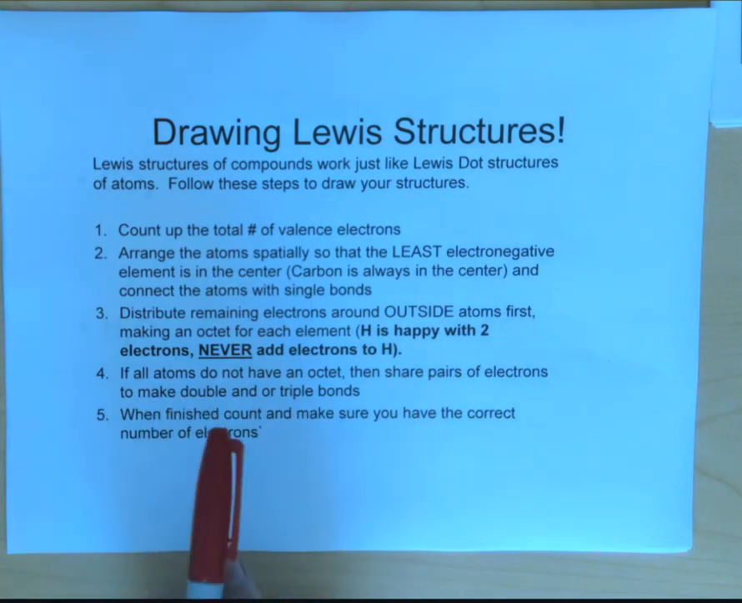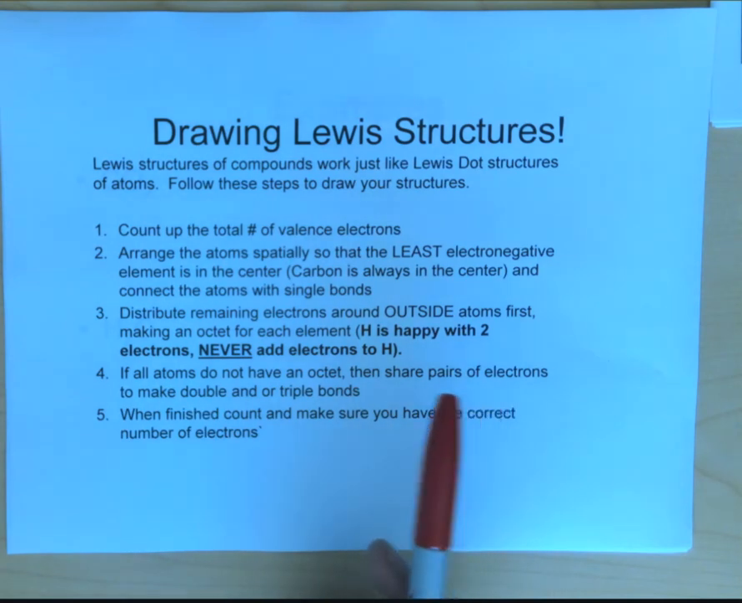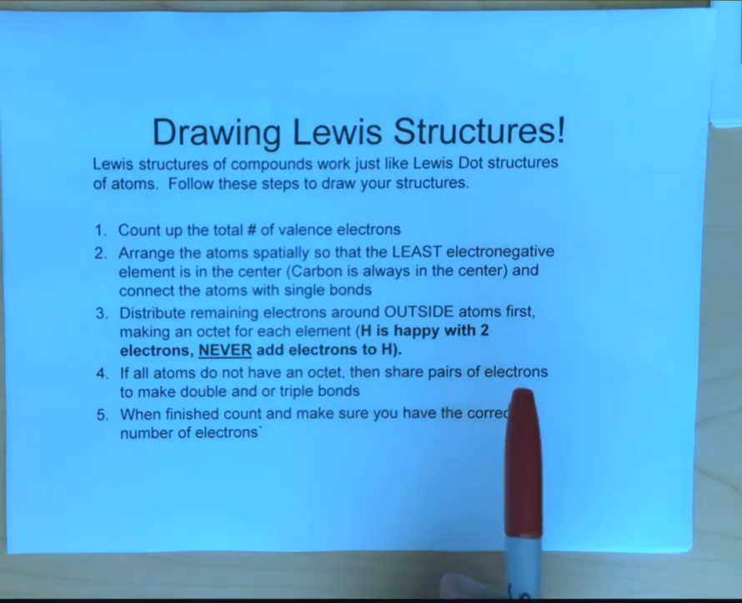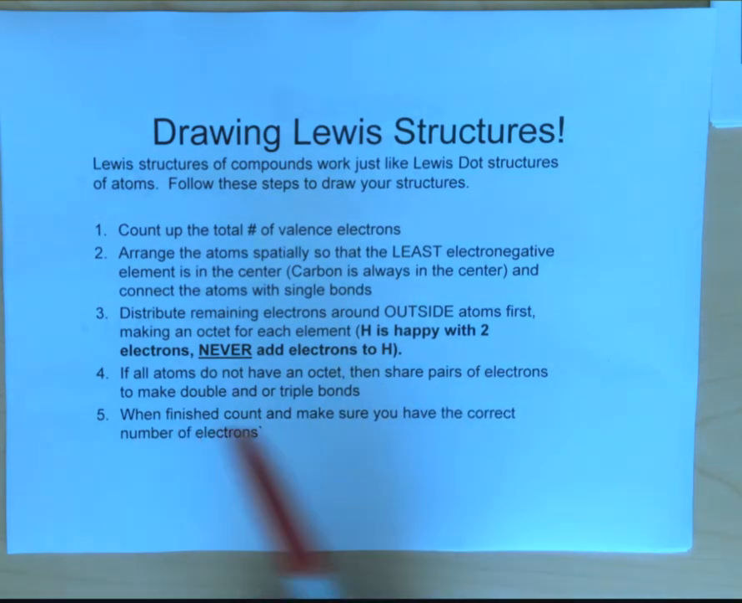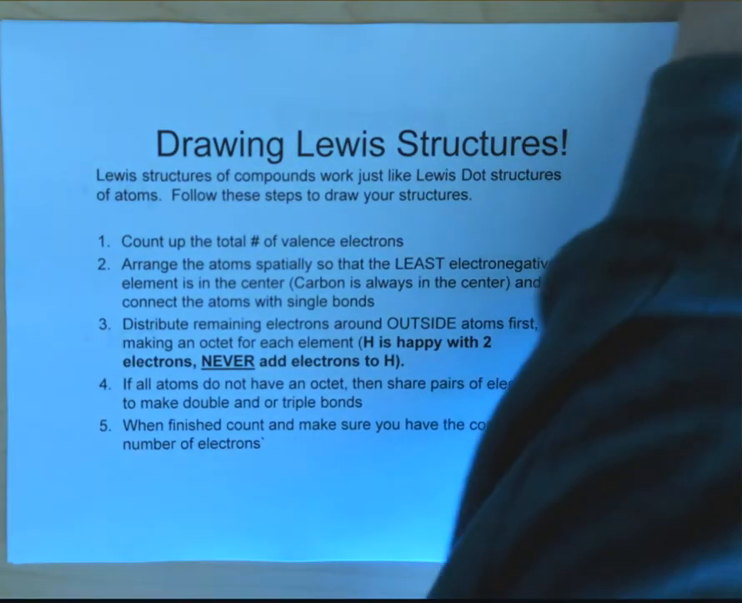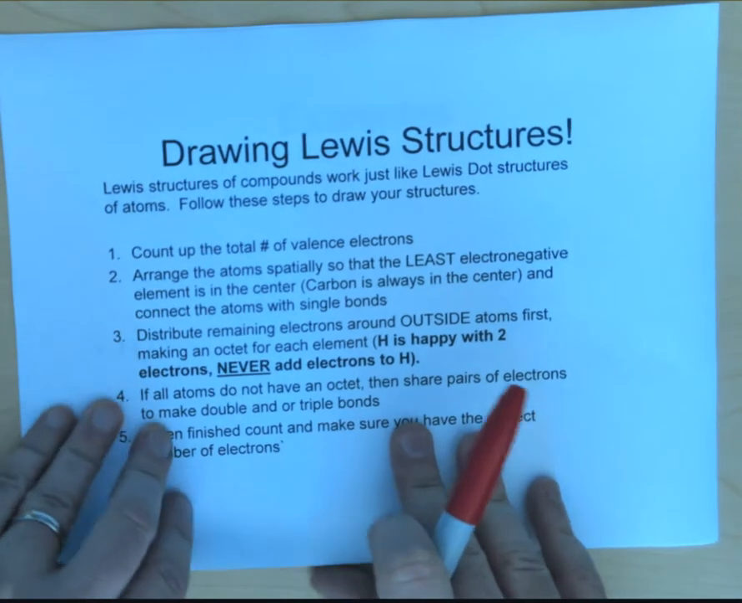So then what we're going to do once we've distributed all of our electrons is check to make sure that everybody has access to their 8. If some elements don't, then the elements that do will share pairs between the two atoms to produce double and in some cases triple bonds. When you're finished, make sure you count up and make sure that you have the right number of electrons. All right, so I don't expect anybody to know how to do this just from looking at these directions. So let's go ahead and work out some examples.